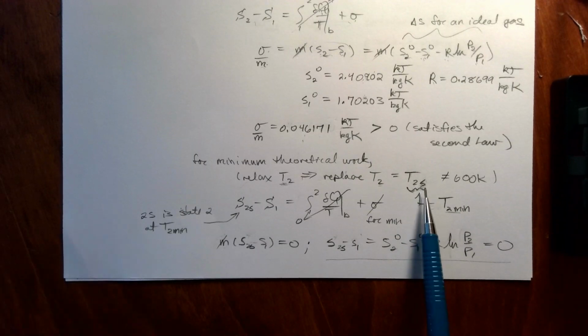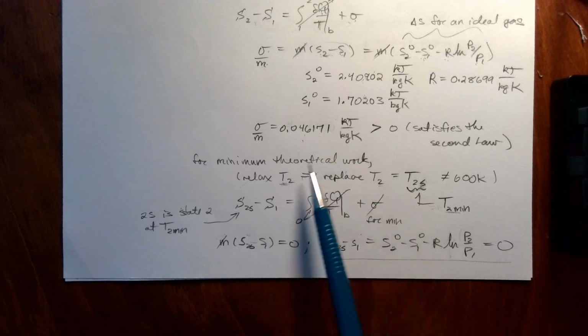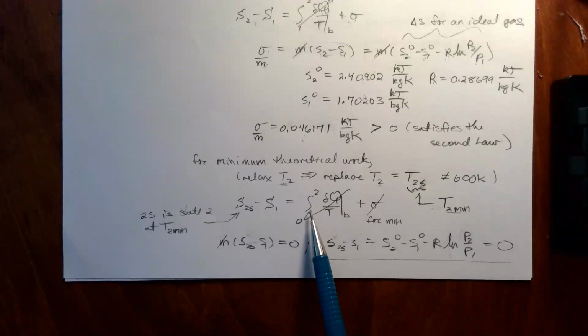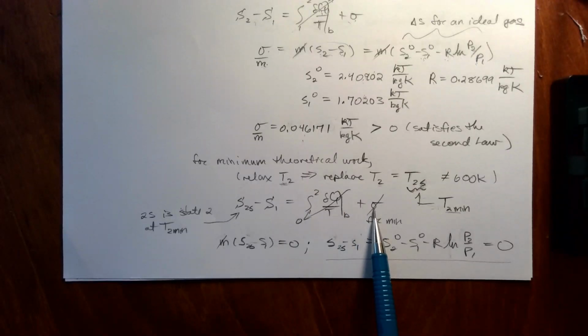Put a little subscript S. S is referring to entropy because we're going to assume it's an isentropic process to get to that T. Okay, so now let's apply the entropy balance, S2 minus S1, integral of 1 to 2 plus our sigma.